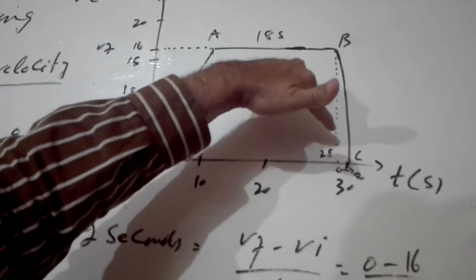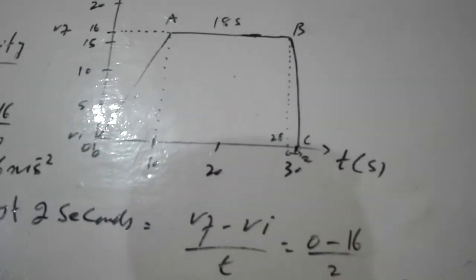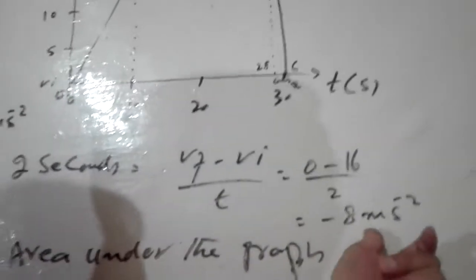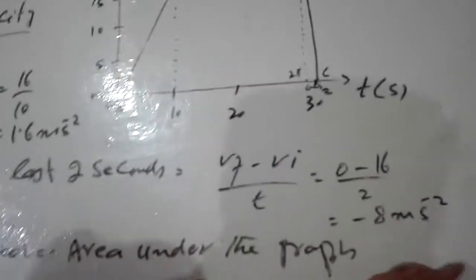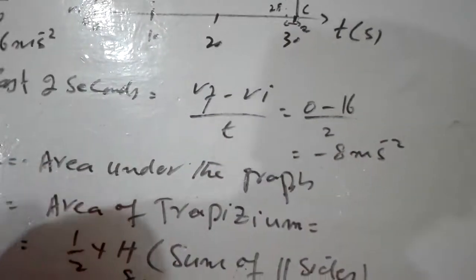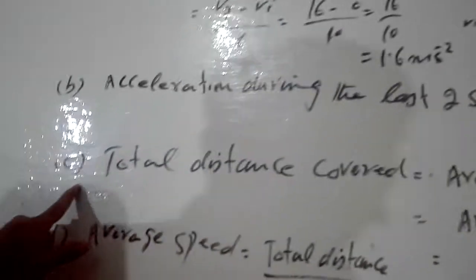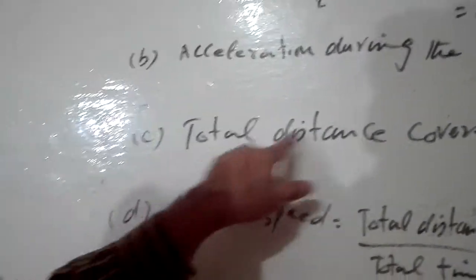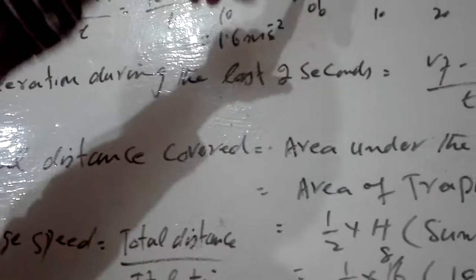And when the speed is decreasing, the acceleration is negative. That acceleration is also called retardation or deceleration. We have found the acceleration to be minus 8 meter per second squared. Okay, now in part C he has asked you to find the total distance covered by the object from the graph.